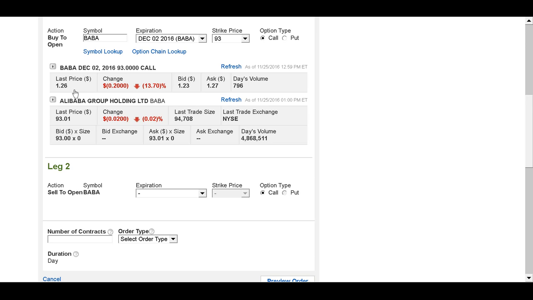So at the money options are all extrinsic value. It's all time value. It's only time value. That's all it is. So these 93 strike at the money call options, they're $1.26 per share. That's the price, and that's all time value. Okay, that's all hope and potential and possibility that Alibaba stock might go up and that your call options might go up before expiration on December 2nd in this case.